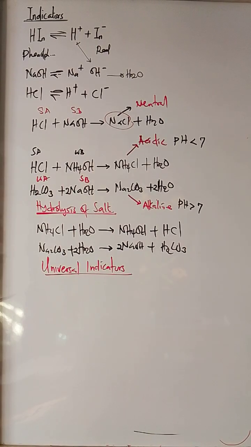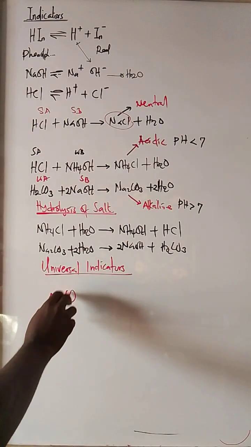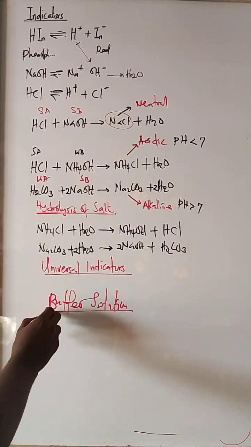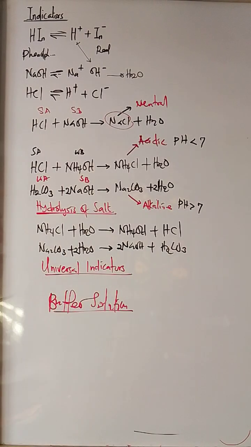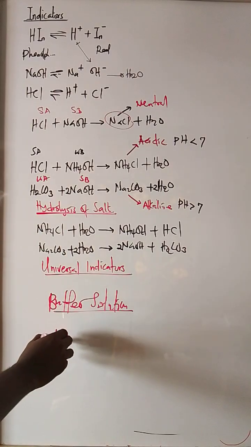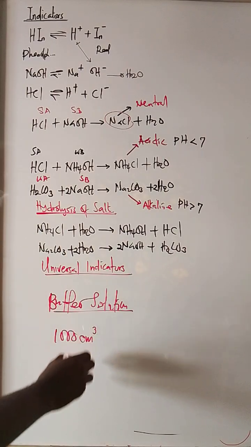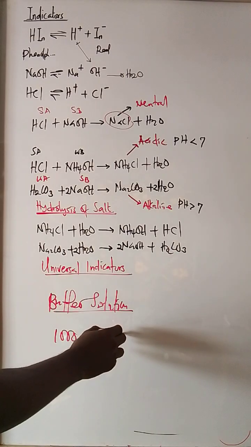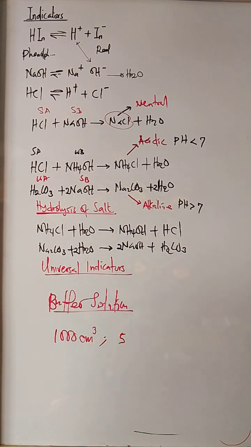And I'll end this lecture by talking briefly about buffer solution. In case you are asked, what are buffer solutions? Before I explain, note this: suppose we have 1000 cm3 of a solution, and the pH of that solution is, let's say, 5, meaning it's acidic.